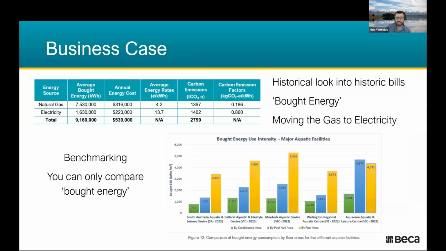A business case is really when you're starting to look at what your consumption is, and looking at what I call your bought energy. Not all energy is the same. I'll say that up front. So when you get energy bills and you have that data available, you can look at your bought energy, and then you can compare that. That will be a business case. That's how you would stack up moving from the gas to electricity.